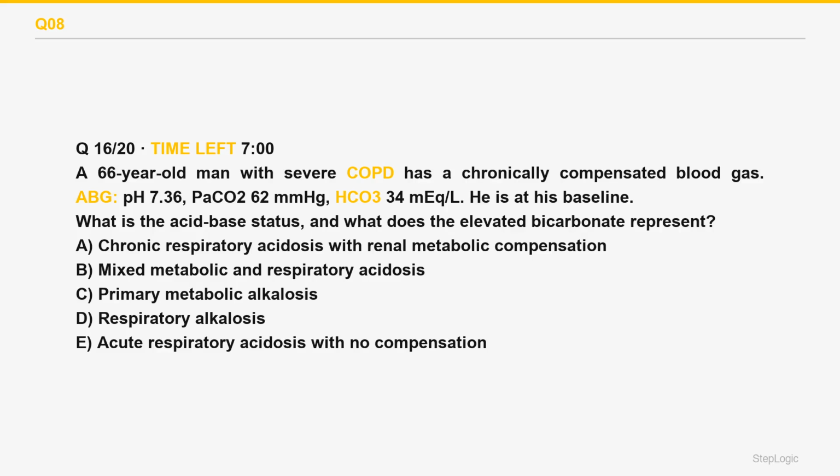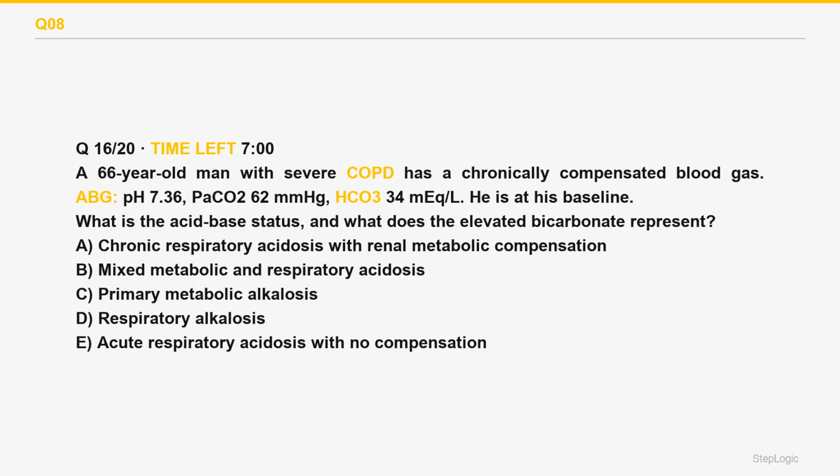What is the acid-base status, and what does the elevated bicarbonate represent? A 66-year-old man with severe COPD has a chronically compensated blood gas. ABG: pH 7.36, PaCO2 62 mmHg, HCO3 34 mEq/L. He is at his baseline.